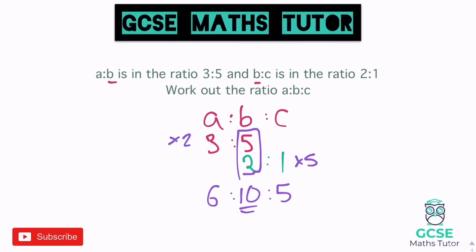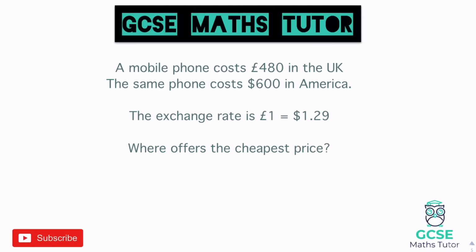Just have a look to see if you can simplify in any of these questions, but it doesn't actually ask us to simplify it there. So a mobile phone costs £480 in the UK and the same phone costs $600 in America. The exchange rate is £1 to $1.29. Where offers the cheapest price?